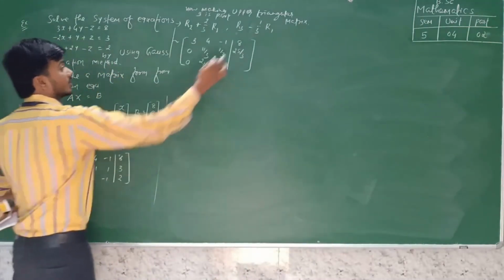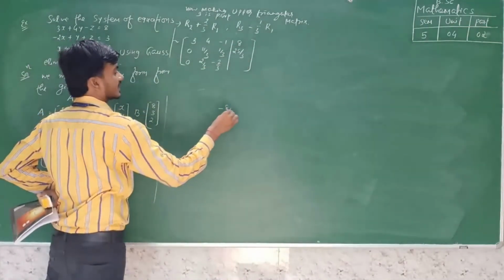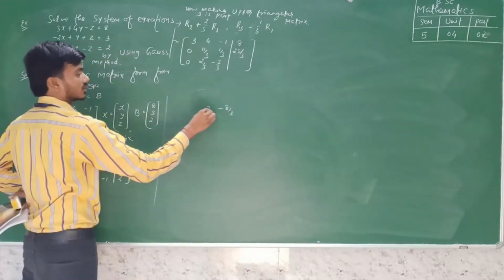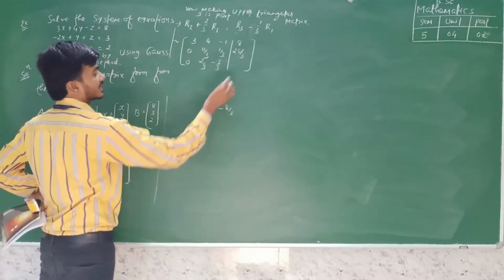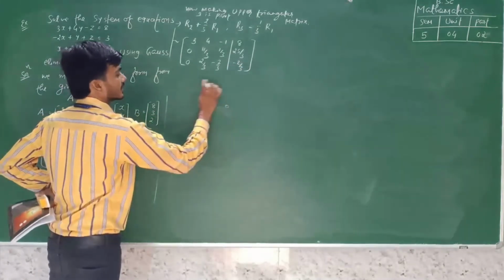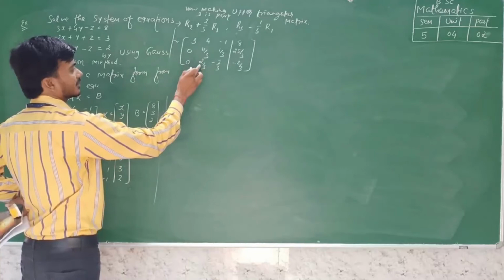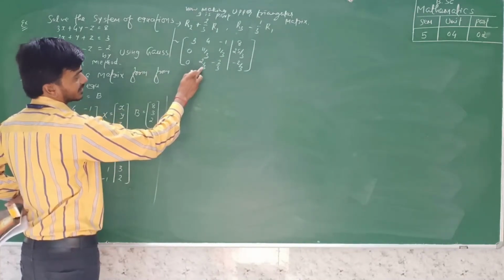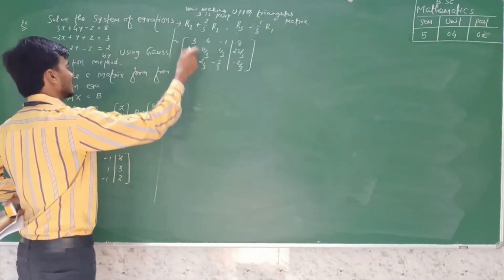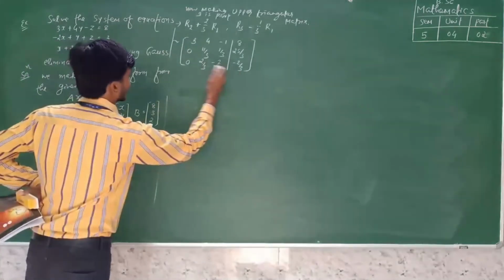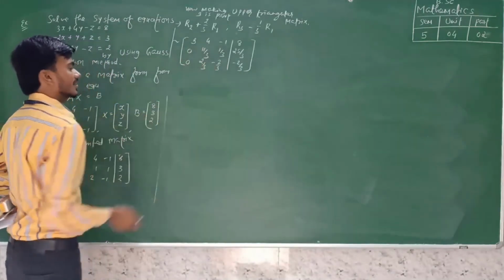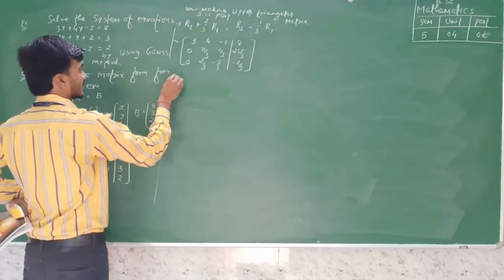Same as 8 into minus 1 by 3, minus 8 by 3 will be added into 2. 2 minus 8 by 3, 6 minus 8, so minus 2 by 3. Now these two elements make a 0. Whenever these elements make a 0, the remaining matrix is an upper triangular matrix.